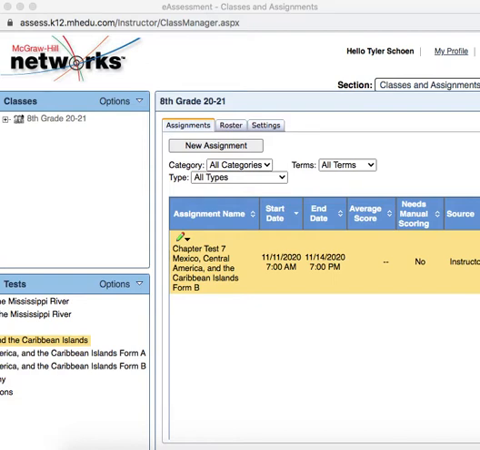Today in geography class, we're going to take a look at the online assessment for Chapter 7. You can see here in my assessments page, I have assigned to the entire class Chapter 7 Test, Mexico, Central America, and the Caribbean Islands, Form B. You've got from the Wednesday when this is assigned to the rest of the week to get this done. I prefer that it's done on Wednesday.